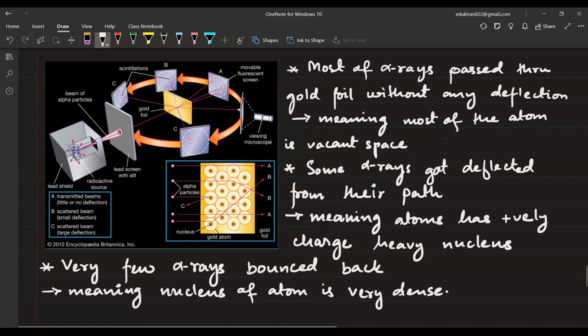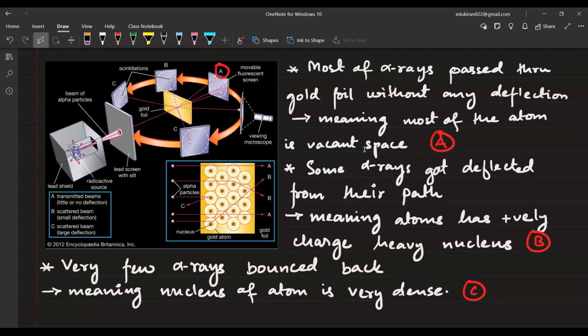ठीक है, तो देखिए हर पॉइंट से, that means this first line that we wrote was the observation from the A position in the experiment. Then the second line we wrote was the observation from the B position, and the last line that we wrote was the observation from the C position. Okay, now please understand that when I say the last point, you will say, okay sir, what is the difference between the second point and the last point?